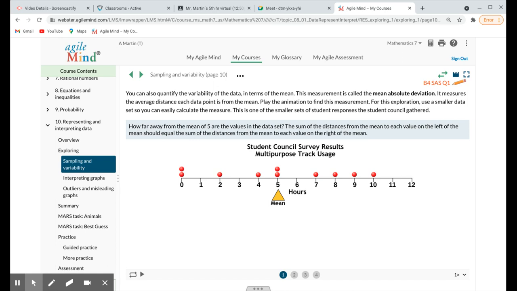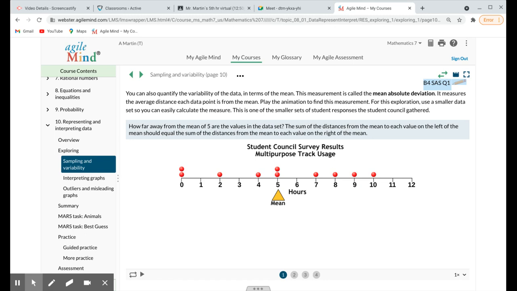All right. With that being said, Devin, would you go ahead and read all of this for us, please, sir? Yes, sir. You can always quantify the variability of the data in terms of the mean. This measurement is called the mean absolute deviation. It measures the average distance each data point is from the mean. Play the animation to find this measurement. For this exploration, use a smaller data set so you can easily calculate the measure. This is one of the smaller sets of students' responses the student council gathered. How far away from the mean of 5 are the values in the data set? The sum of the distances from the mean to each value on the left of the mean should equal the sum of the distances from the mean to each value on the right of the mean.